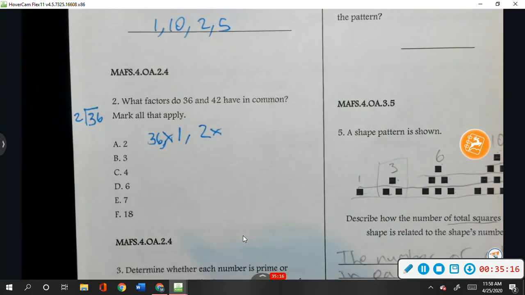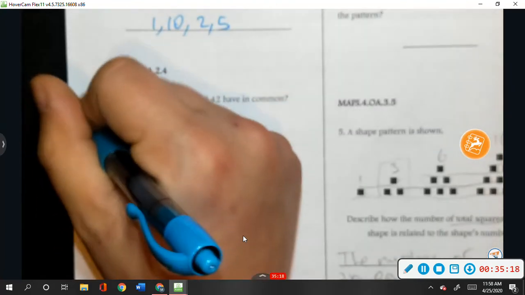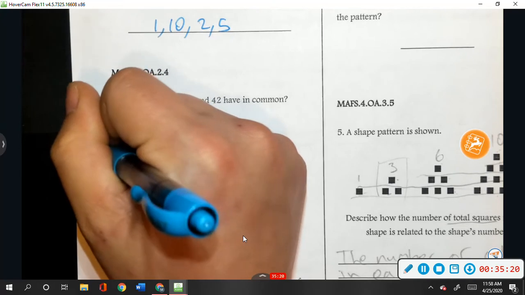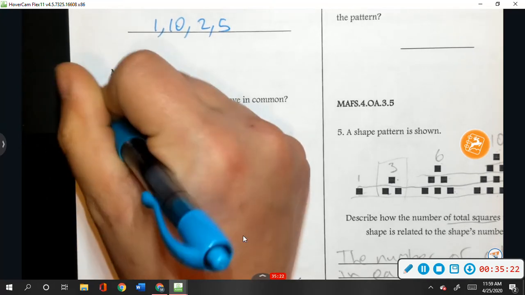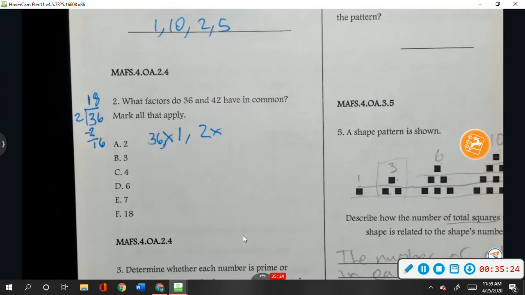2 goes into 3 one time. 1 times 2 is 2. We subtract. Bring down the 6. 2 goes into 16 8 times. So 2 times 18.